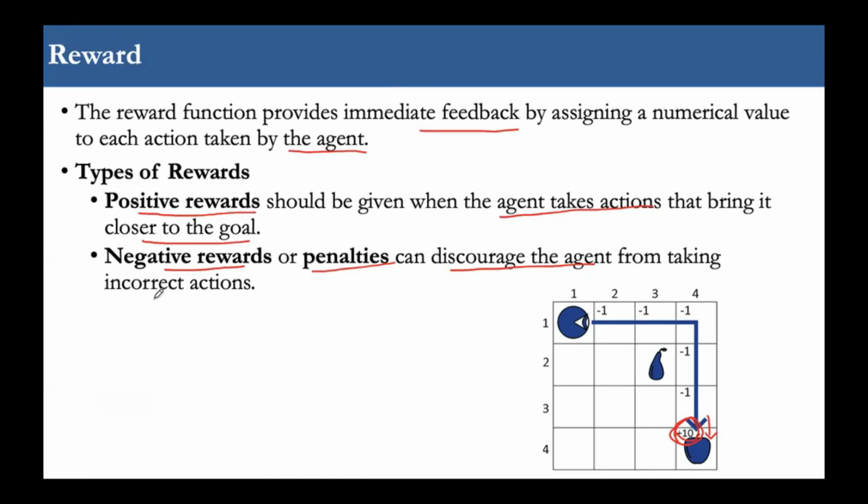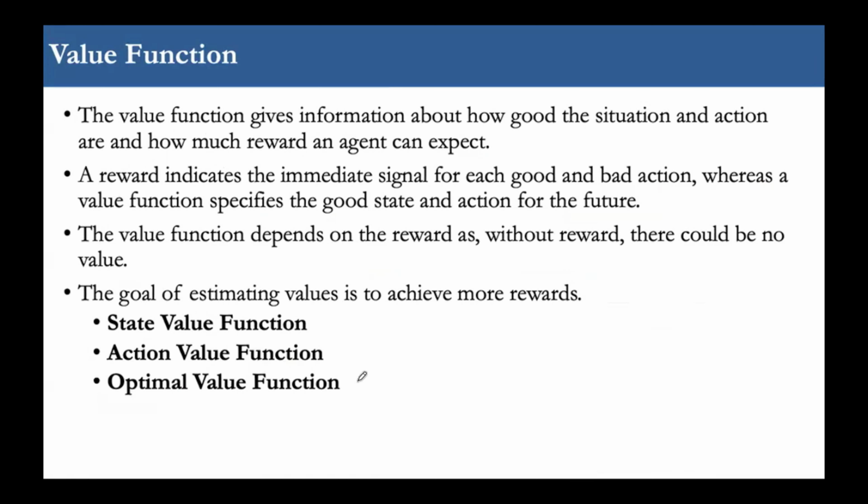The next one is value function. The value function in detail we have already seen in MDP. The link is given in the description. You can go through it. So in brief, we'll see what the value function is. A value function gives information about how good the current situation and the action are, and how much reward the agent will be getting. Okay, so this is said to be a value function.